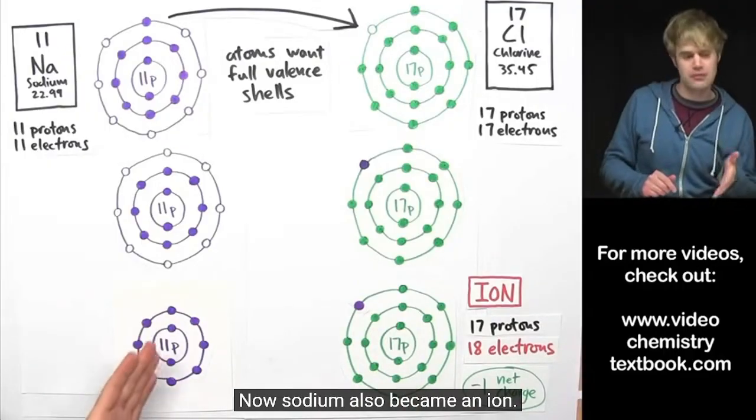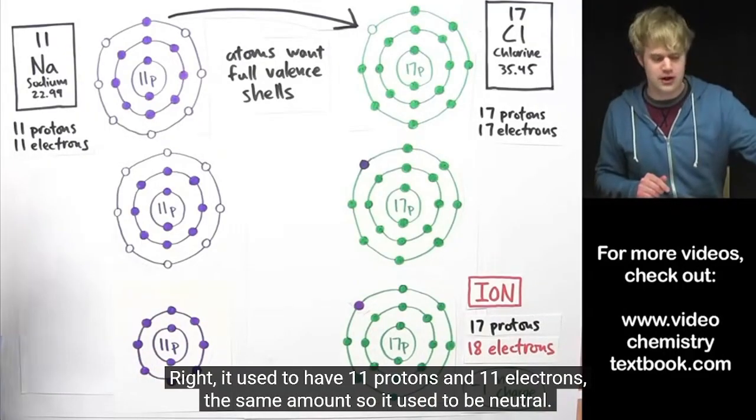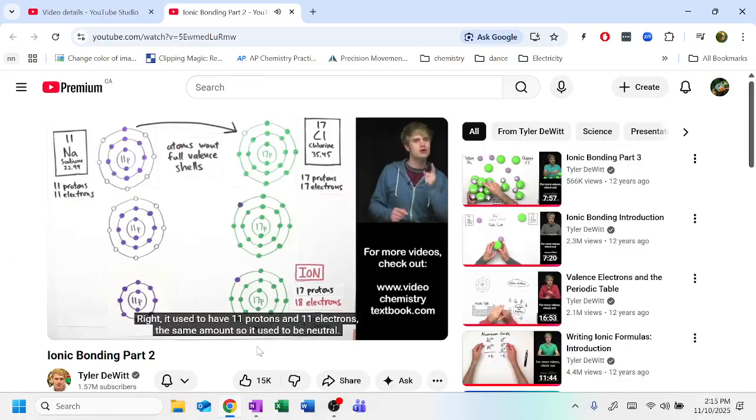Now, sodium also became an ion, right? It used to have 11 protons and 11 electrons, the same amount, so it used to be neutral.